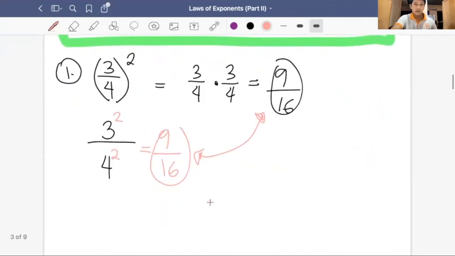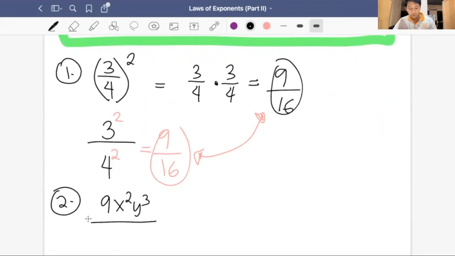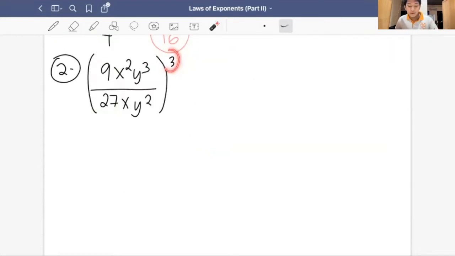Next example, let's involve variables. Example number 2, we have here 9x squared y cubed over 27 x y squared. The quantity of that is raised to 3. Before you distribute the 3, where you multiply it to all the exponents of the constant and the variables, please simplify first what is inside the parentheses.